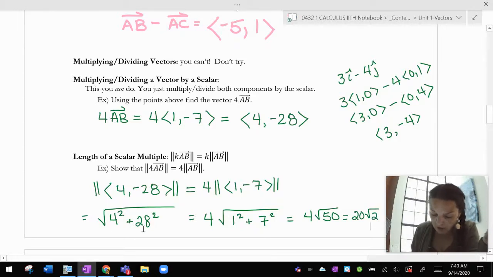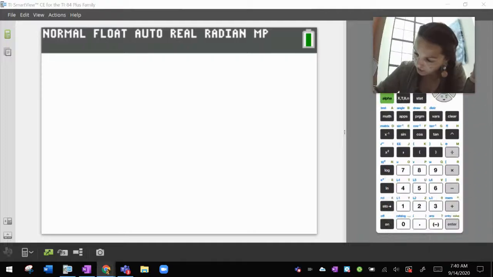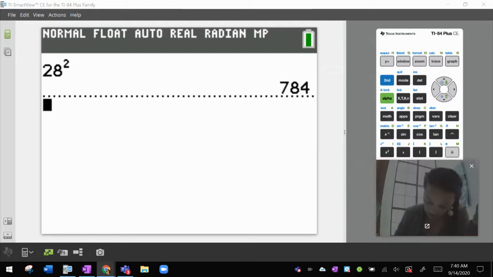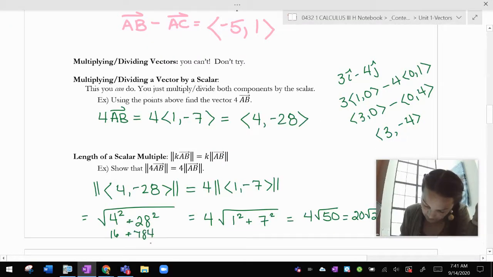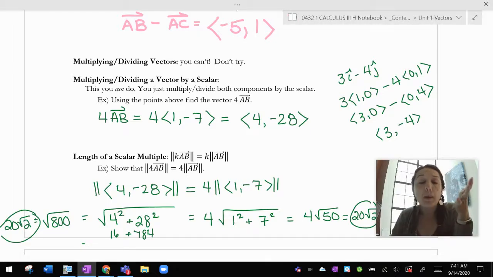And then over here, 4 squared is 16. 28 squared, I am not going to mess with doing that wrong here, so let's make sure I get it right. 28 squared is 784. Look at that. That's going to be the square root of 800. So that's really, let's see, 400 times 2, and the square root of 400 is 20. 20 root 2 here, 20 root 2 there. You never have to prove that again. Just know that if you multiply a vector by a scalar, its magnitude gets multiplied by the same scalar.